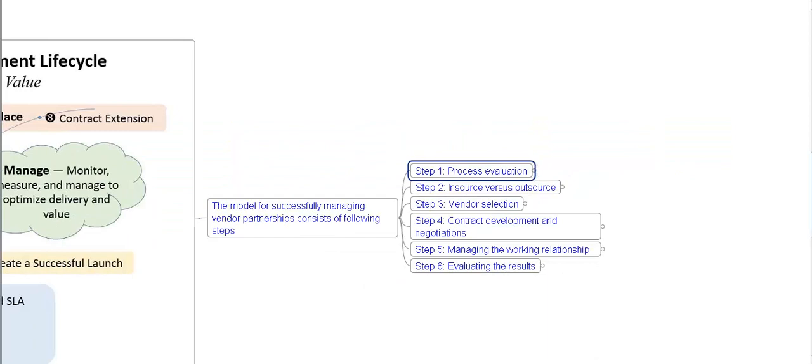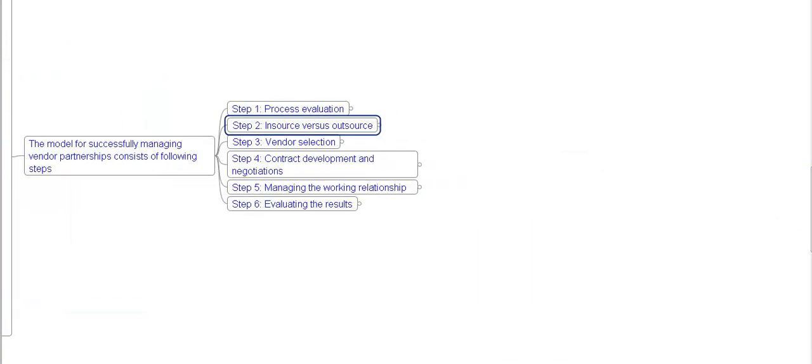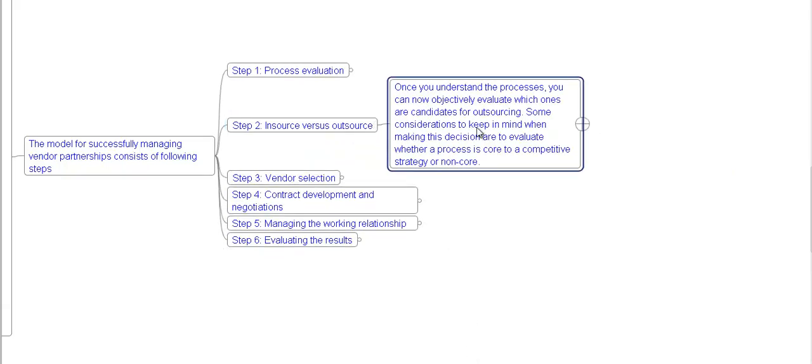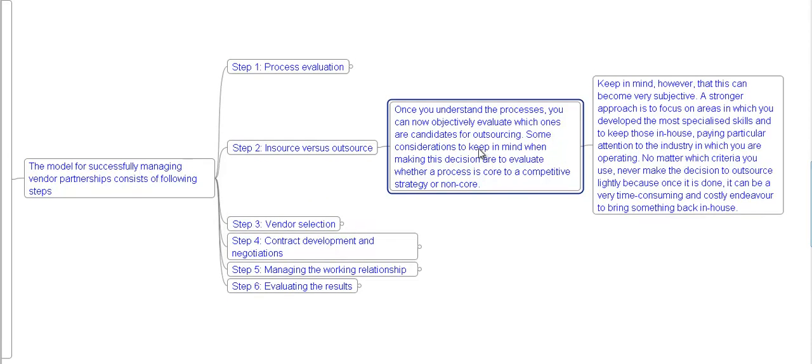Now let's go to step 2. In-source versus outsource. Once you understand the process, you can now objectively evaluate which ones are candidates for outsourcing. Some considerations to keep in mind when making this decision are to evaluate whether a process is core to competitive strategy or non-core.